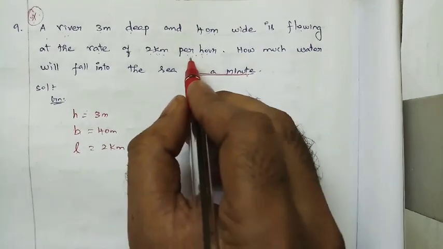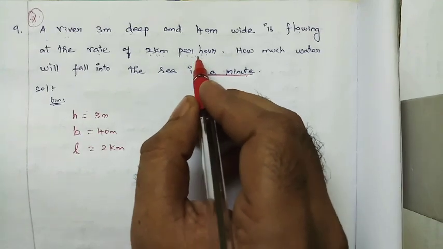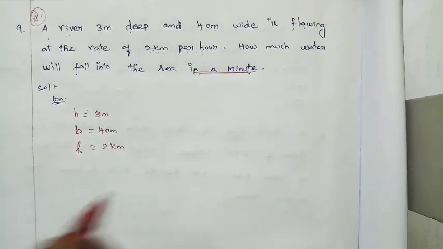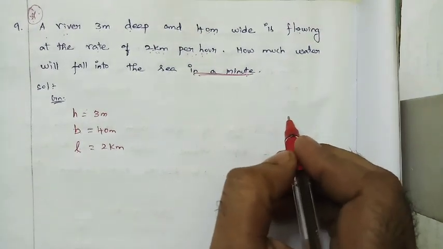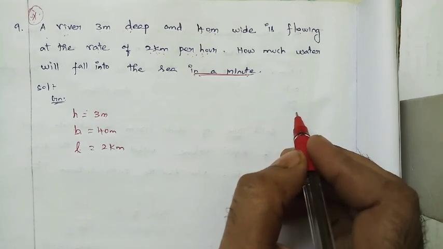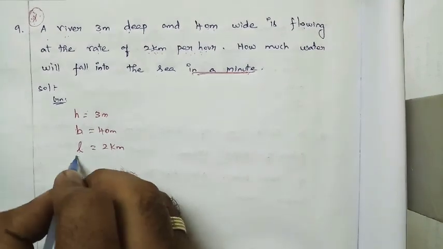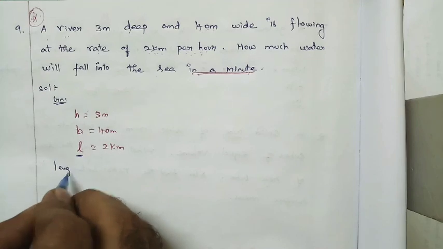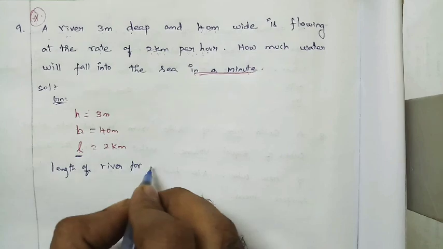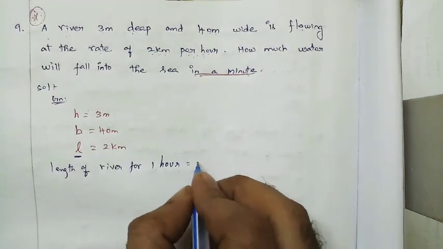Now I am going to find the volume of water that flows for 1 hour. The volume of water that flows for 1 minute is, after finding the answer, just divided by 60. Hour will become minute. So we will get the volume of water for 1 minute. Here L is the length of the river for 1 hour, and that is very important. The length of the river for 1 hour is 2 kilometer.